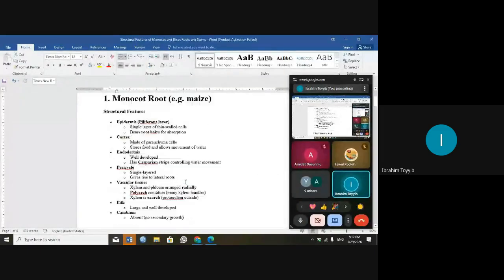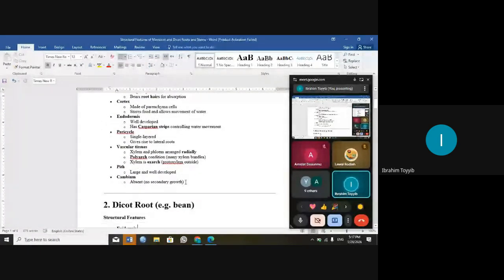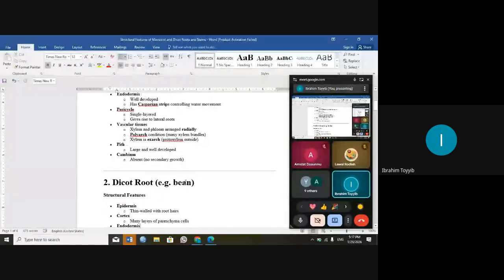So we have looked at monocot roots. Let's look at dicot root. We are on root structure now. We'll still go to stem structure before we go to leaf structure. That's just root, stem, and leaf. An example of a dicot plant is beans.